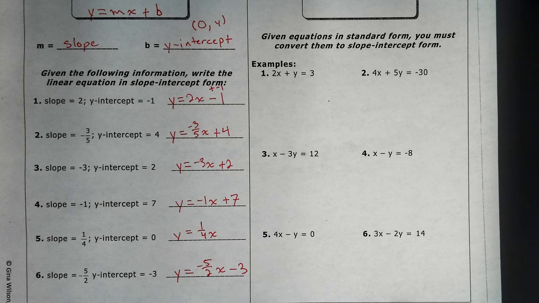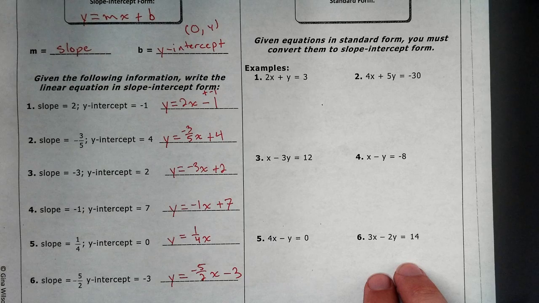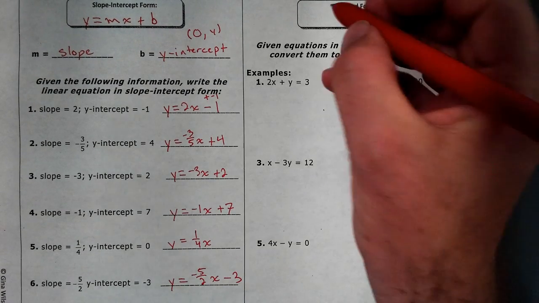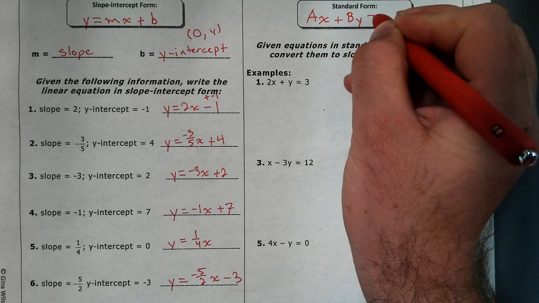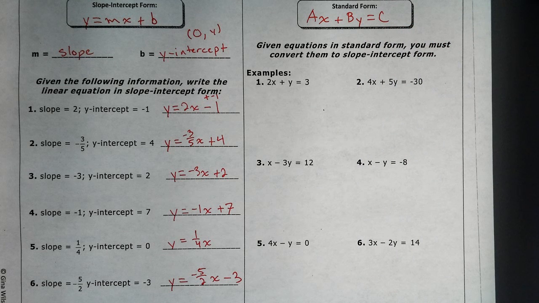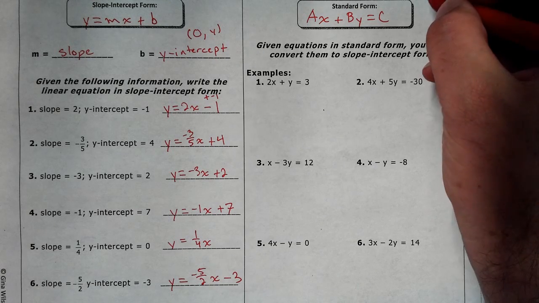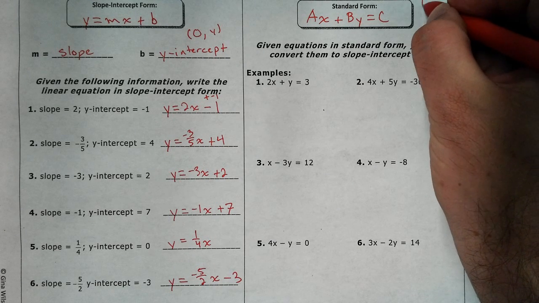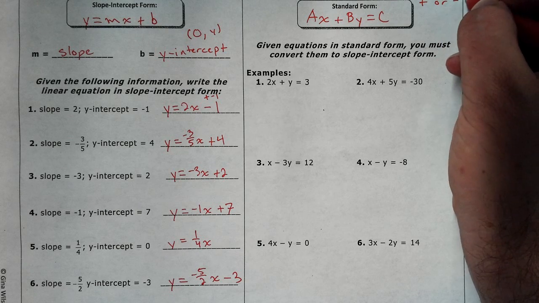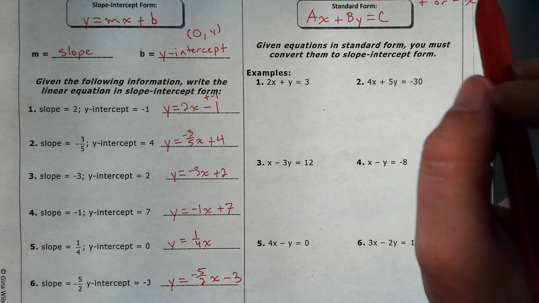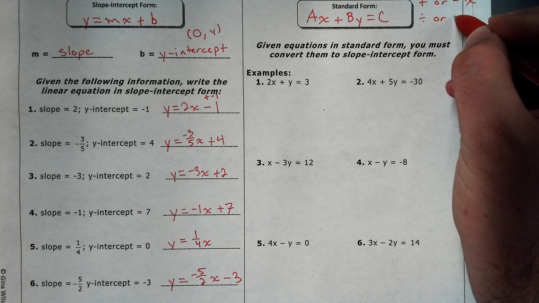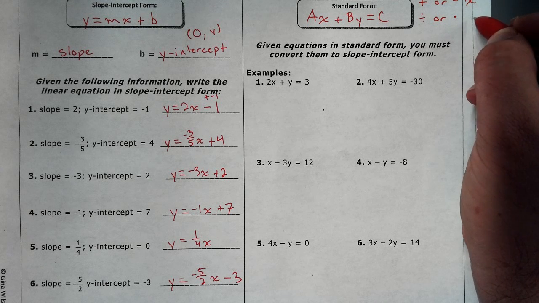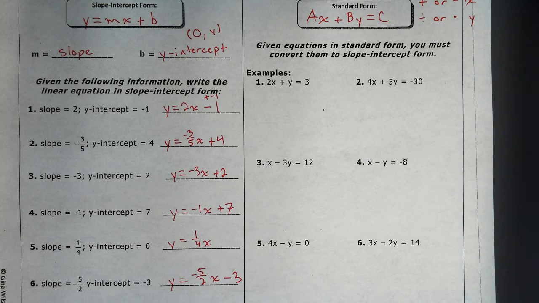Now, on the other side, we've got standard form. Standard form is written in this format: AX plus BY equals C. And a few things to note about standard form is that your x could be positive or negative. And what you're going to do is have to divide or multiply the number to get your y. So here's what I mean by that.